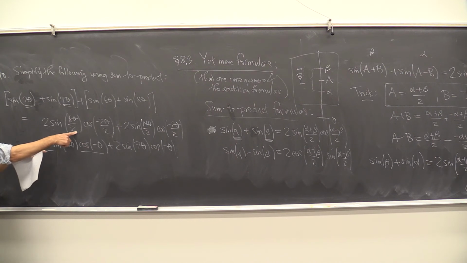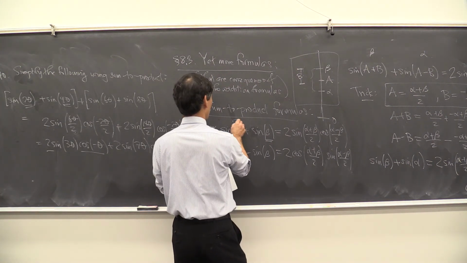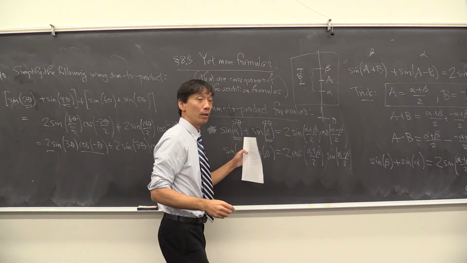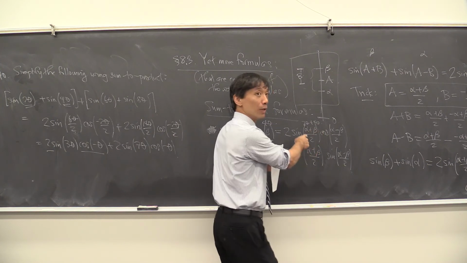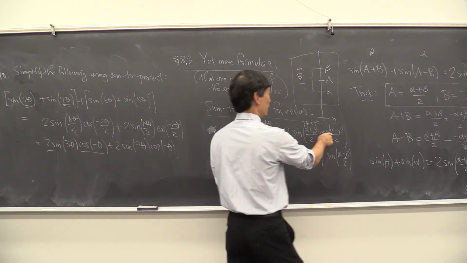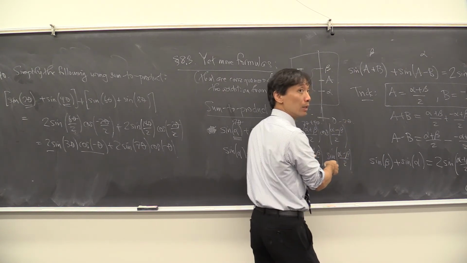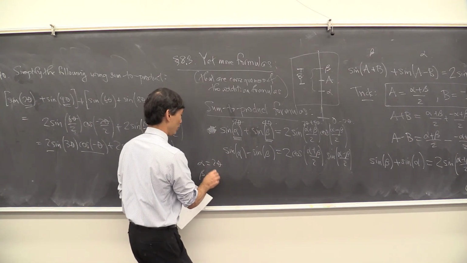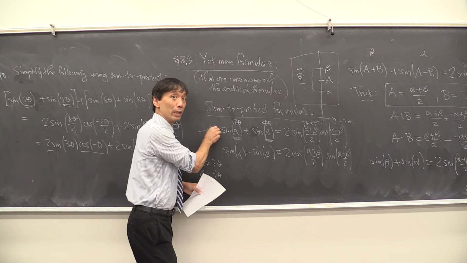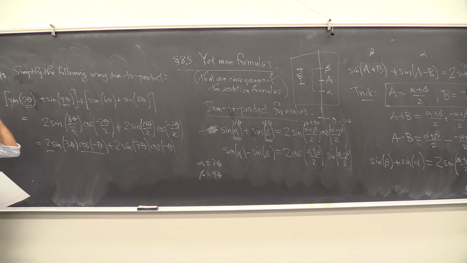Is that clear? Does that make sense? So we're taking our alpha to be 2 theta and our beta to be 4 theta, right? So here we're going to get 2 theta plus 4 theta, which is 6 theta divided by 2, and then here we're going to get 2 theta minus 4 theta, which is negative 2 theta over 2. Okay, so we're just taking our alpha, let alpha be 2 theta, let beta be 4 theta, and then use this formula here. We're just substituting into the formula.